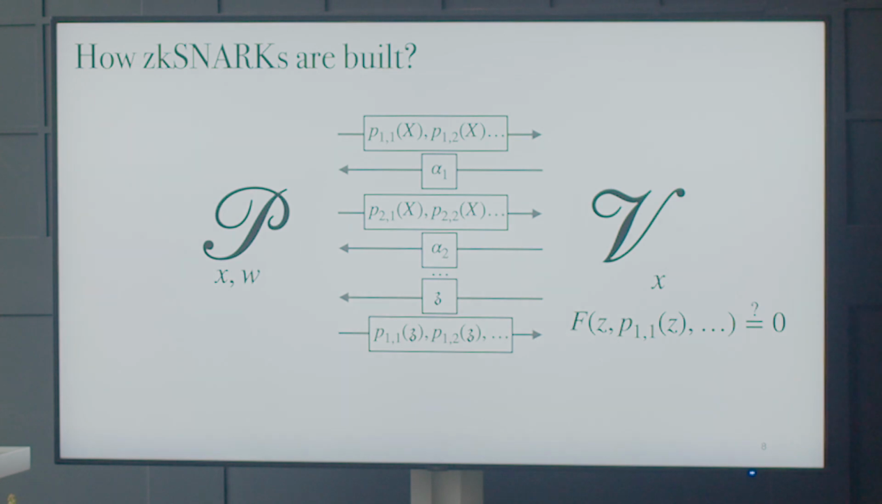Okay, so we had this picture about how SNARKs are built. Actually, we can update it and replace this first message with a polynomial Z, and also an evaluation at Z.